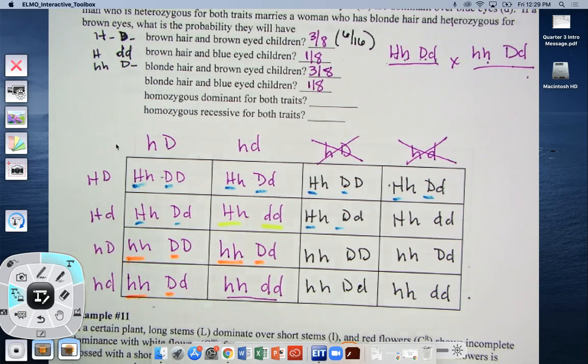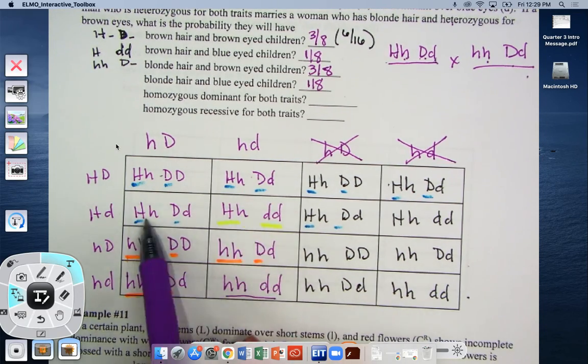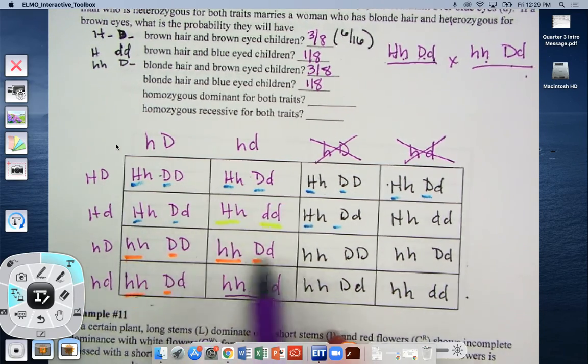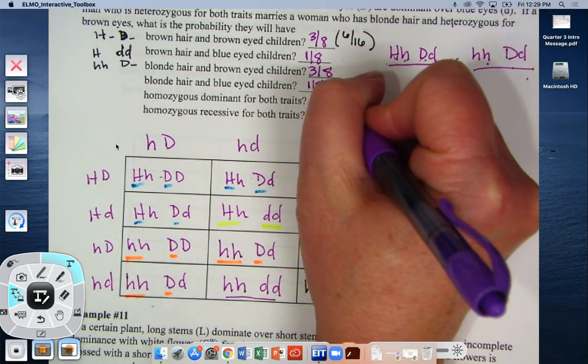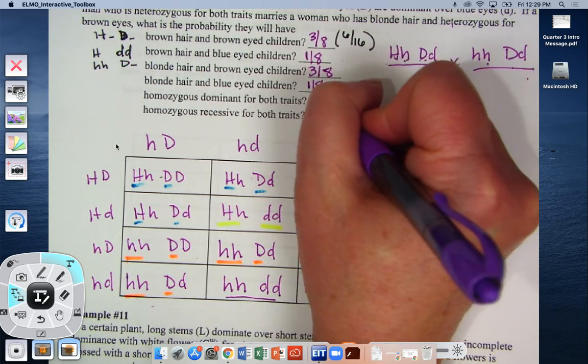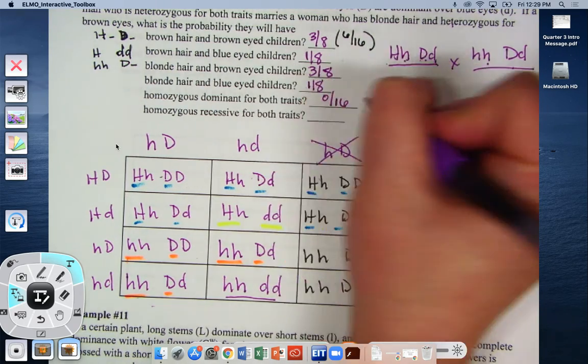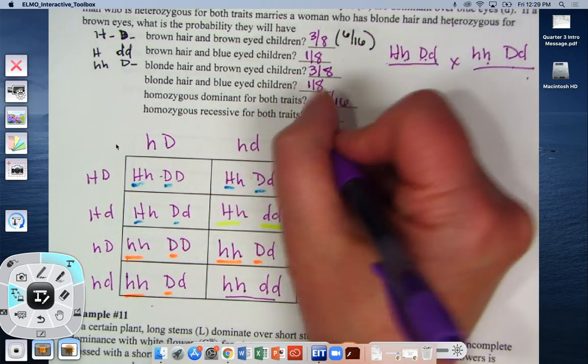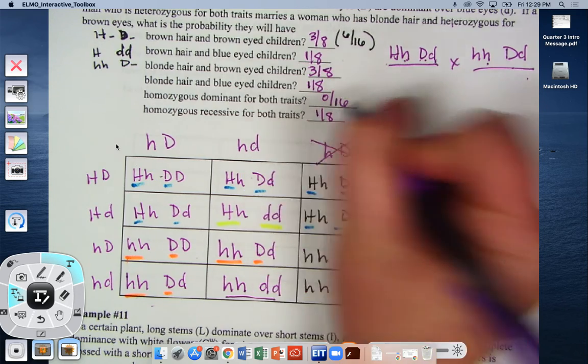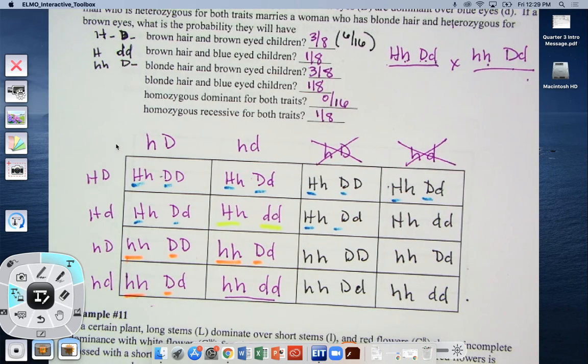Homozygous dominant for both. 0. Now, is it 0 out of 8? Technically, on your choice it will be 0 out of 16. I'll go back to that because you wouldn't reduce that. You could say 0 out of 8 or find the 0, because your choices are going to be 0 out of 16. Homozygous recessive for both. 1 out of 8. Okay.